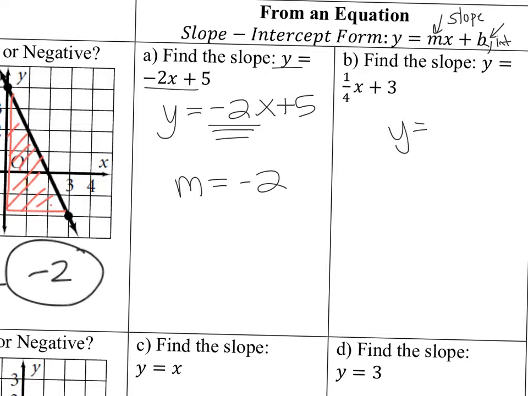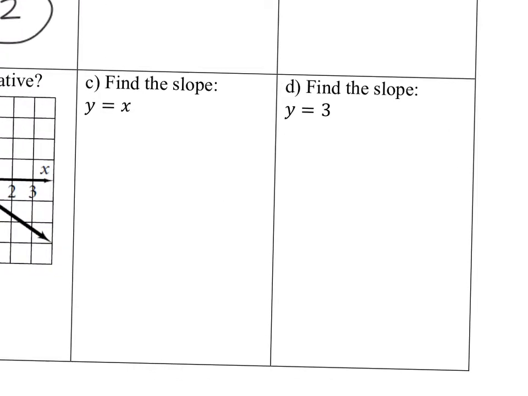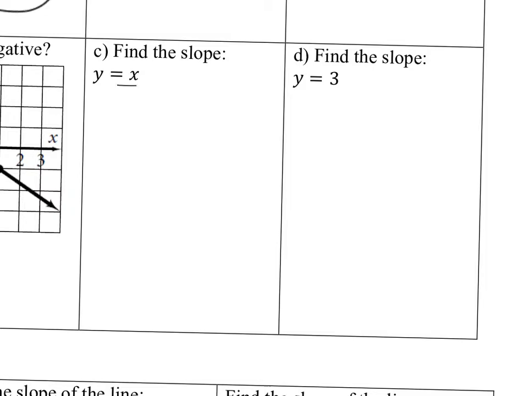B, the equation y equals 1/4 x plus 3. The slope is the coefficient of x, so the slope is 1/4. And then C, find the slope. The slope is the coefficient of x, so the slope is 1. There's a 1 in front of there. So m equals 1 is the answer. And D, there is not a slope. There's not an x value. So if there's not an x value, I could write plus 0x. In that case, it's going to be 0.